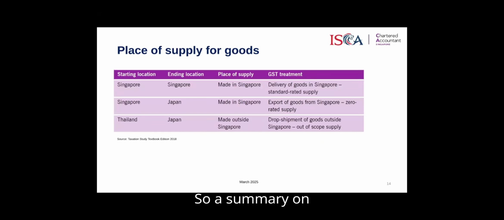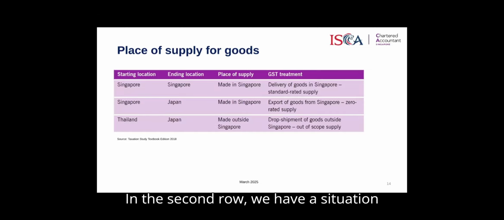So, a summary on place of supply for goods. The most important 2 aspects we need to understand are the starting location and the ending location. Using the earlier examples, putting in real life countries, if the starting location is in Singapore and the ending location is in Singapore, the place of supply would then be considered to be in Singapore, and with the supply being made in Singapore, standard rated GST of 9% is applicable.